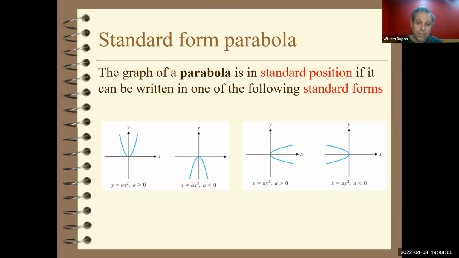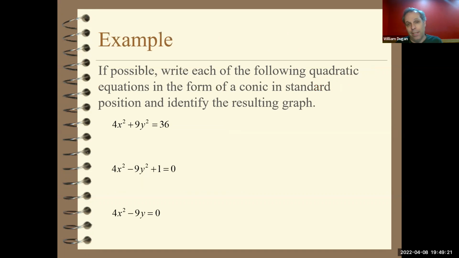Then you have the parabola. It has 4 different versions. It's y equals a times x squared, and depending on whether a is positive or negative, it opens upward or downward. You have x equals a times y squared, and it can open either to the right or to the left, again depending upon whether a is positive or negative. So the graph of a parabola is in standard position if it can be written in one of those 4 equation forms. So if you have an equation that doesn't have a cross term, you can pretty much be guaranteed to write the quadratic equation in one of those standard forms.